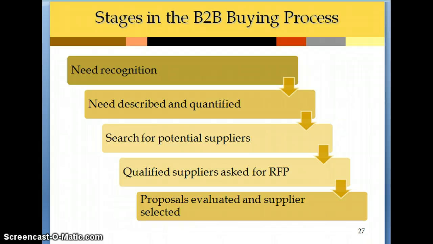Number three, potential suppliers are searched for. People involved in the buying process seek out information about the products they're looking for and the vendors that can supply them. Qualified suppliers are asked to complete responses to a request for proposal, or RFP. Each vendor that makes the cut is sent a request for proposal, which is an invitation to submit a bid to supply the good or service. The RFP outlines what the vendor is able to offer in terms of its products. The proposals are evaluated and suppliers are selected.